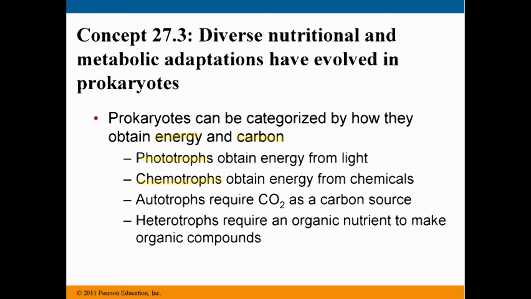Autotrophs, organisms that make their own food, require carbon dioxide as a carbon source. Heterotrophs, which eat their meals, so to speak, require organic nutrients in order to make the organic compounds. They can't get their carbon source from CO2. They have to have something that contains carbon in a different way.